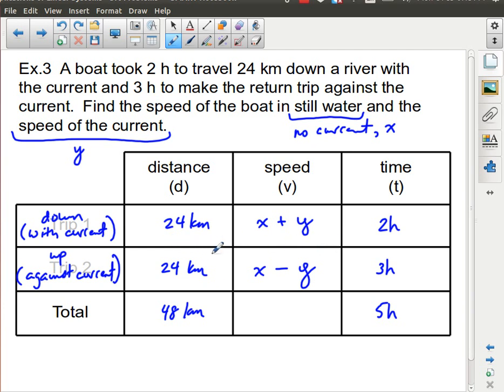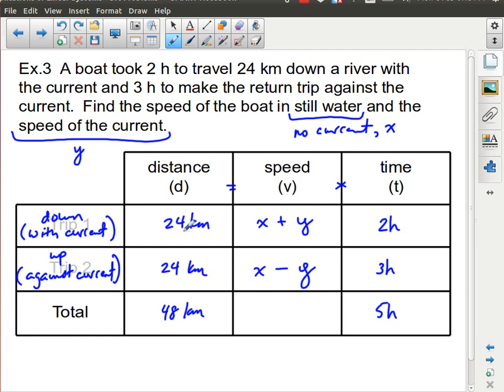In this case, however, we end up using these rows. These are going to become our primary equations because the relationship distance equals speed times time hasn't changed. So let's take a look at that. Distance equals speed times time.